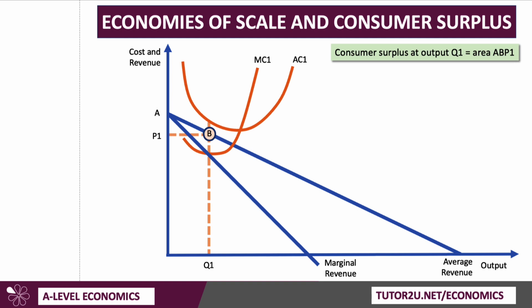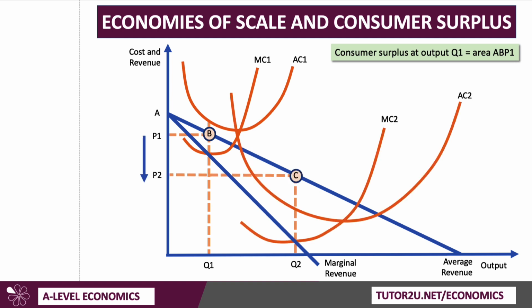Now, with economies of scale, the output level can increase significantly and the firm can benefit from lower unit costs. But consumers also stand to gain. The new profit maximising output rises from Q1 to Q2, and the price the firm will charge, if it's a profit maximiser, will fall from P1 to P2. And that, of course, allows more consumers into the market. A fall in price causes an extension along the demand curve from B to C. Output goes up from Q1 to Q2.